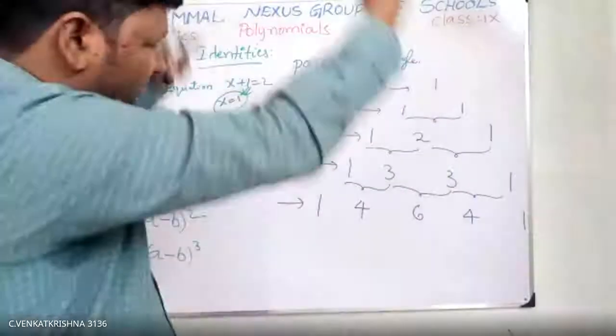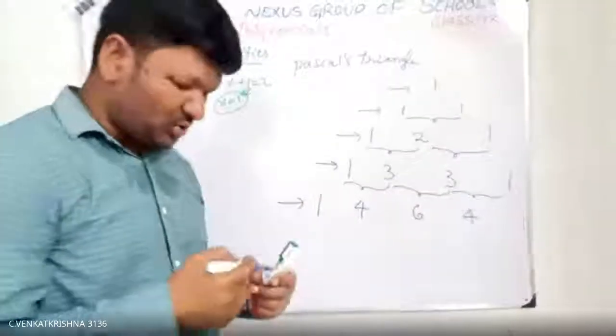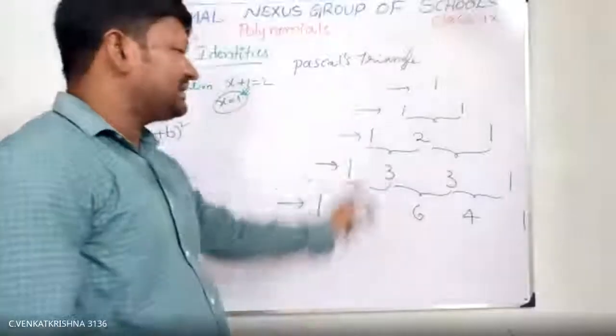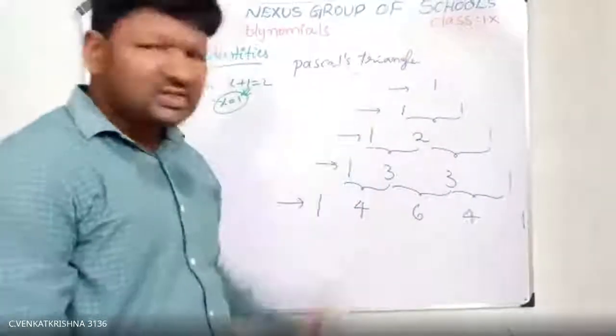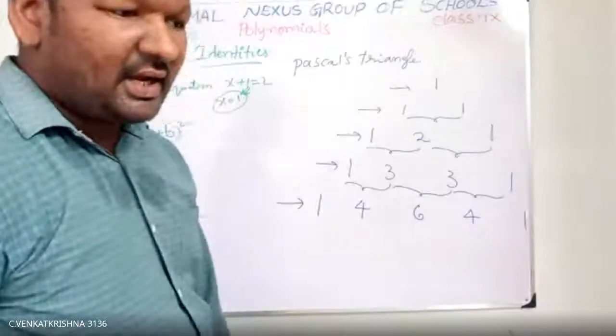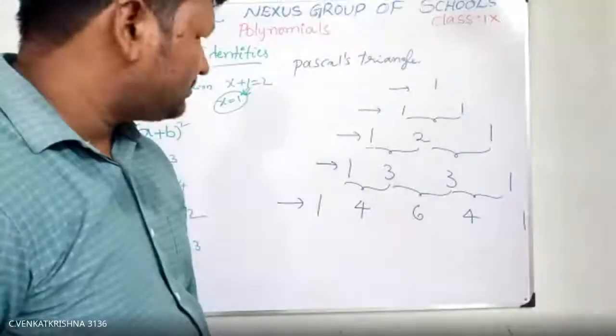So like that we can write many rows. This is Pascal triangle. Clear? Understood how to write Pascal triangle? Just anyone unmute and respond.